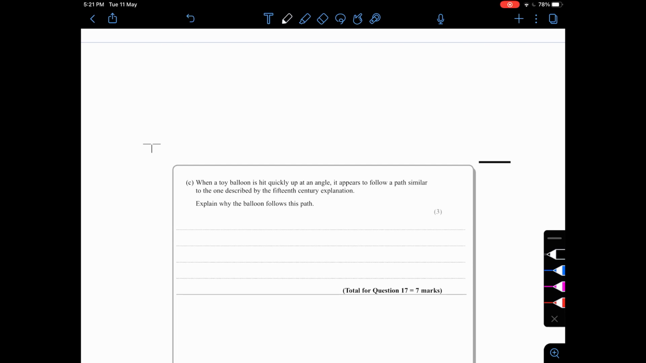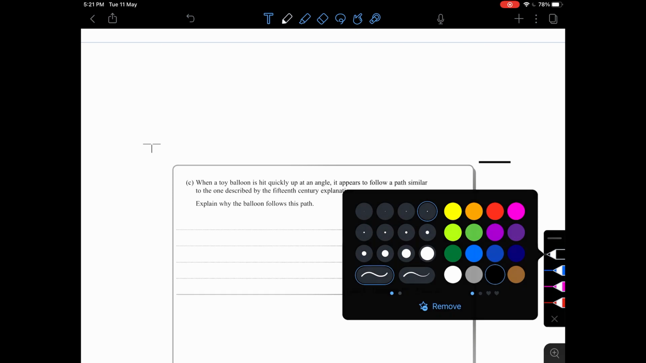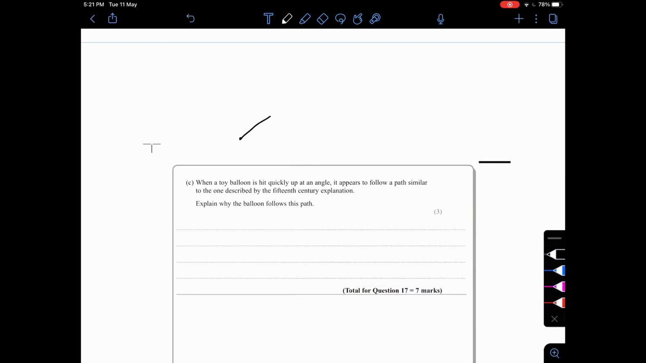When a toy balloon is hit quickly up at an angle, it appears to follow a similar path to the one described by the 15th century explanation. So explain why the balloon follows this path. So the path they had, right? They had from here to here, and it goes straight down. That's the path they had. Now, how can we explain this for a balloon?